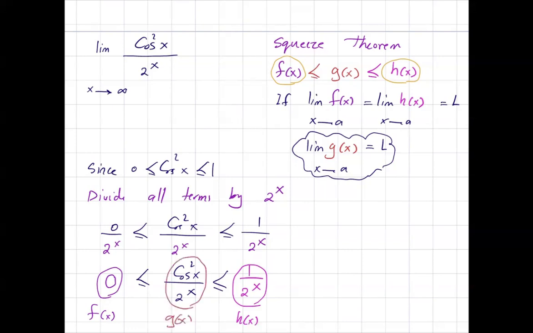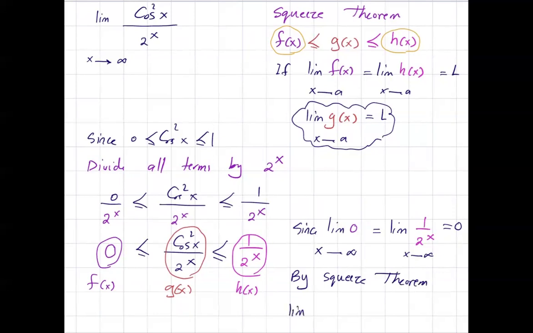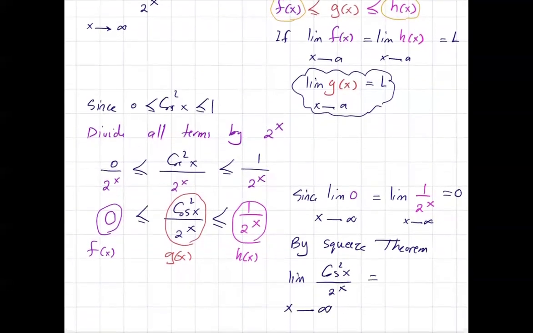From squeeze theorem, since the limit of 0 is equal to the limit of 1 over 2 to the x, which is also 0, as x goes to infinity, both of these functions are equal to 0, so by squeeze theorem, the limit of the middle function, which is cosine squared of x divided by 2 to the x, as x goes to infinity, must be 0 as well. This is 2 to the power x, not 2 times x.